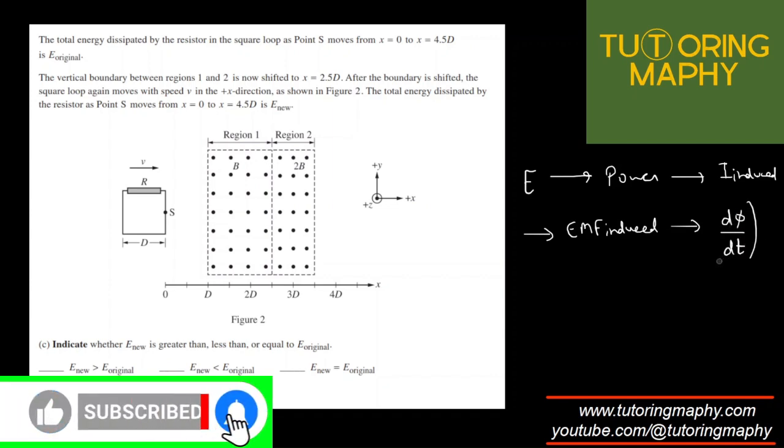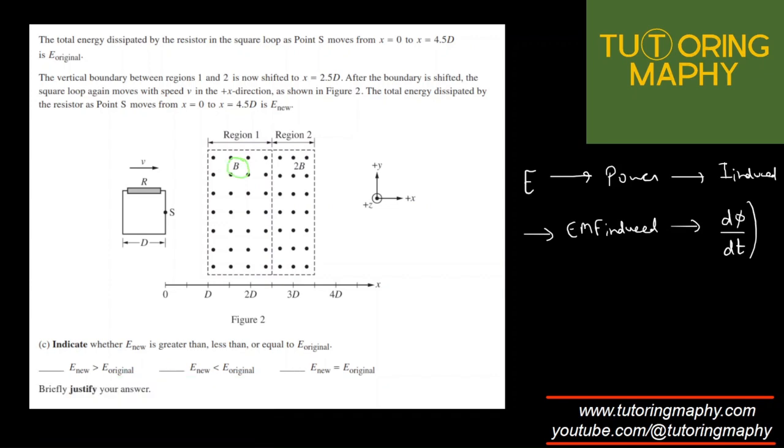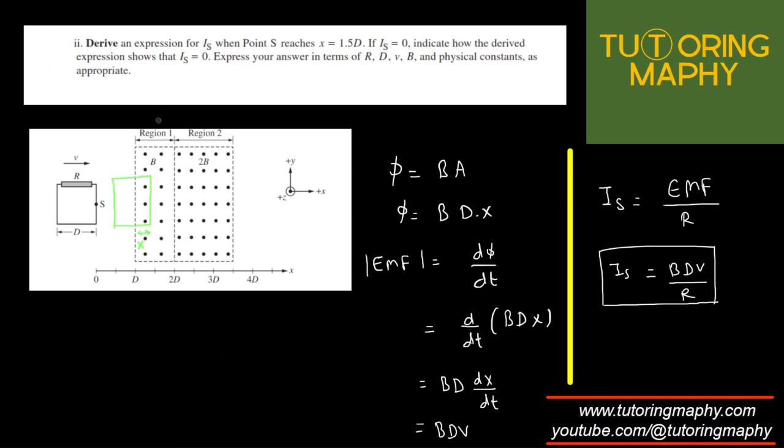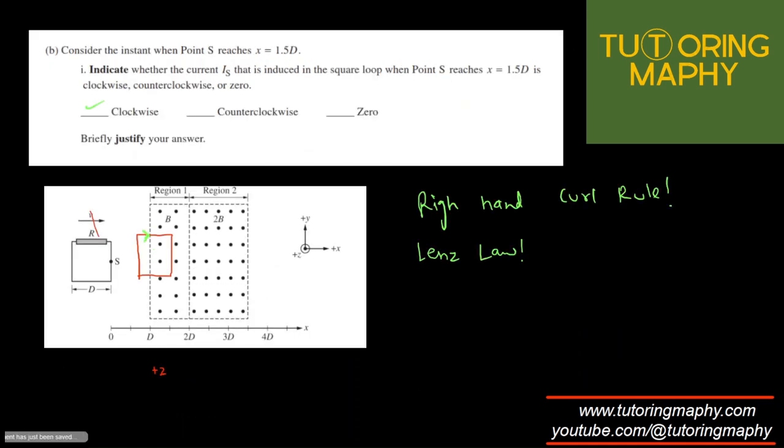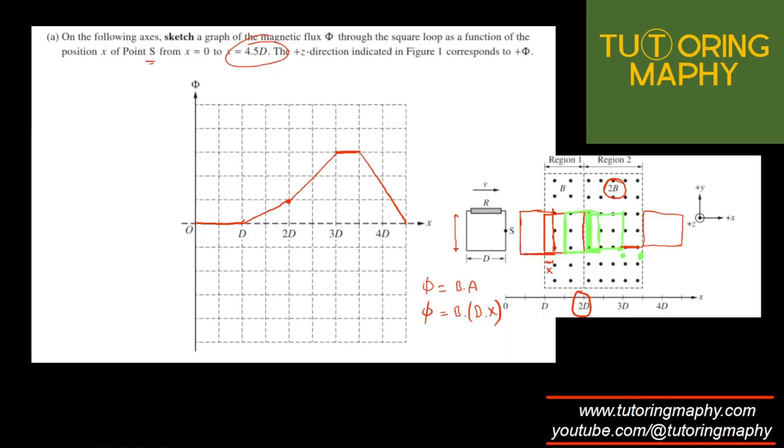So the more d phi over dt, the more the induced EMF will be. Now, it looks like the overall d phi over dt has decreased, but notice this carefully. Initially also, in fact, this image will give more sense.